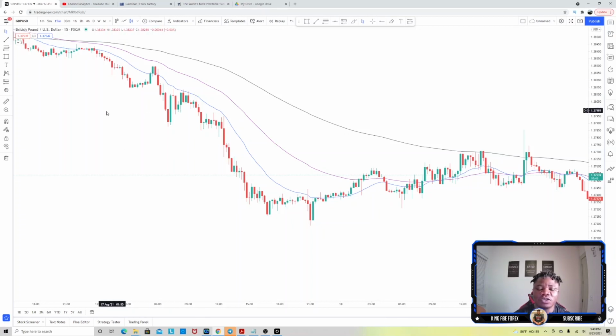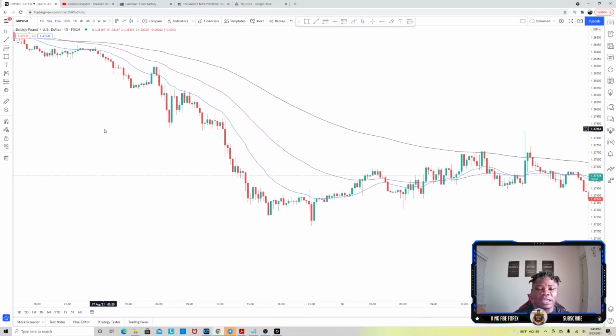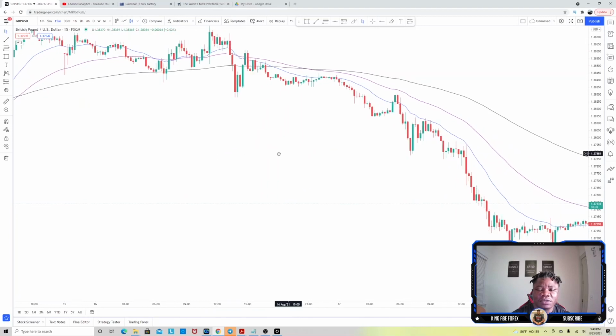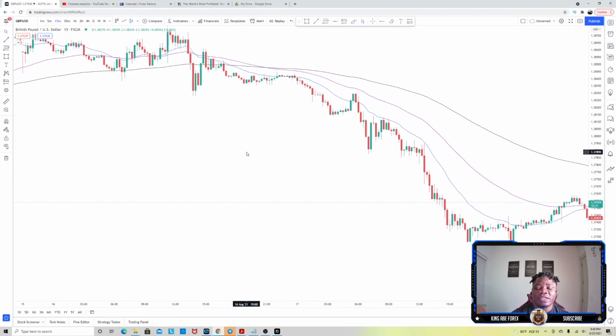And I'll be showing you guys 2 examples here today, a sell example and a buy example. Now first, if we take a look at this sell here, our first confirmation that we need to be looking for is we need price to be below the 3 EMAs. Now once we have that, we have our first confirmation.